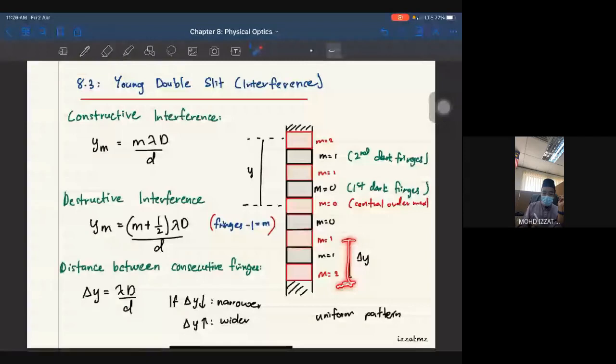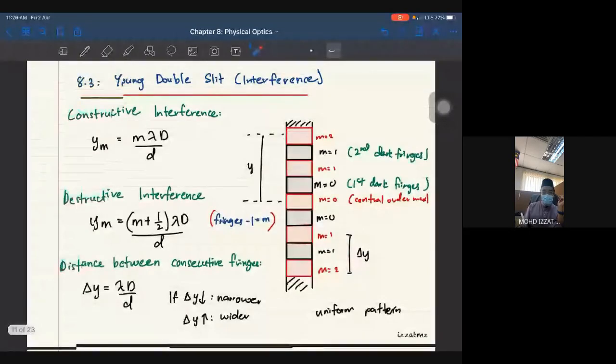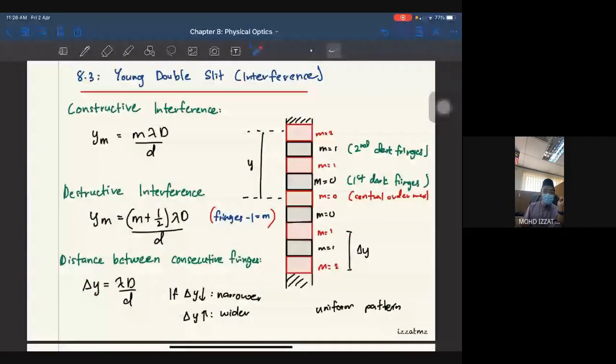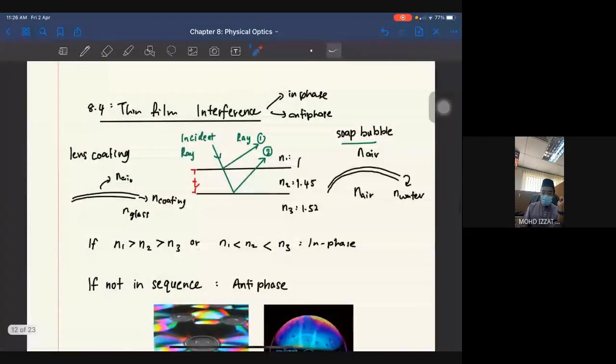And then if delta y is small, it means the distance is close. If the distance is close, it means the pattern is narrow. If the distance is wide, the pattern is wide. So please make sure you understand those things.